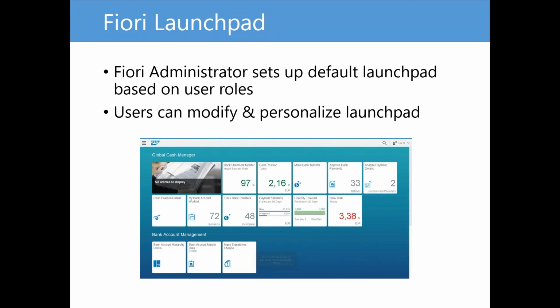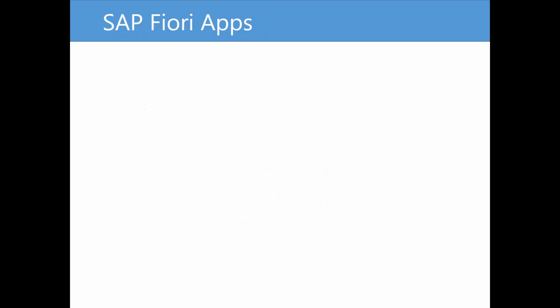You can also change the order of the tiles, and you can also group tiles into sections, screen sections. So for example, there's two screen sections here on this screen, right? You see the global cash manager, and then it has all the tiles right here, and then it says bank account management, has a few tiles here. If you wanted to, you can set up a third section and move some of the tiles into that. So you can totally customize the Launchpad. And again, you can create your own apps too, and they can appear here on your Launchpad as well.